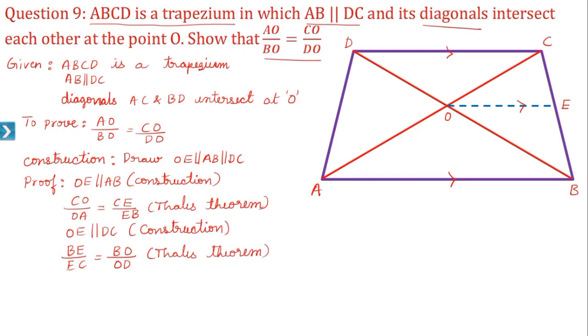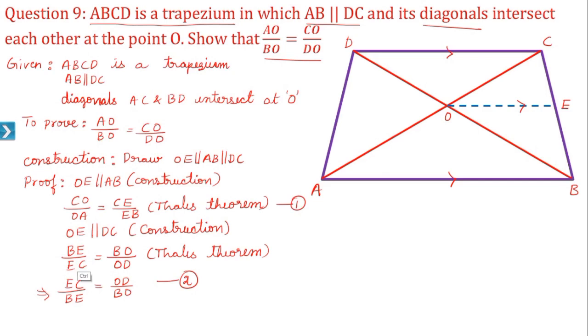Now look at the first equation and the second equation. CO by OA is equal to CE by EB, and we got now BE by EC is equal to BO by OD. In the first equation, C is in the numerator, but in the second equation, C is in the denominator. So we have to take the reciprocal, so that one ratio in both the equations becomes equal. So EC by BE is equal to OD by BO, by taking the reciprocal.